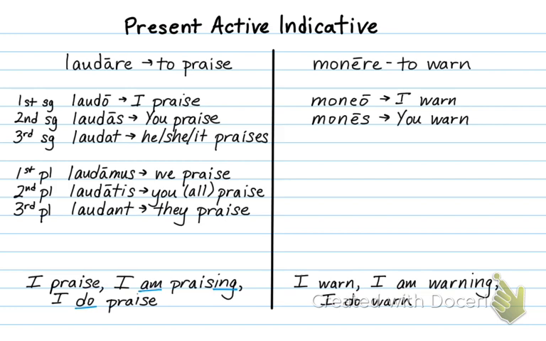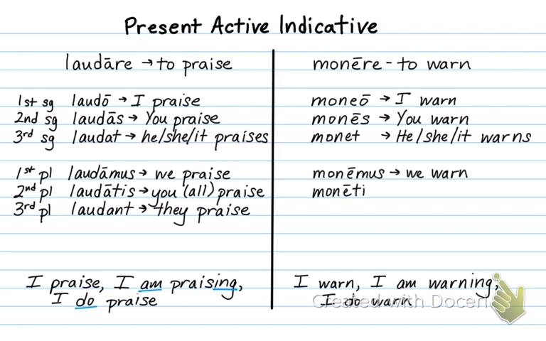The second person singular, mones, you warn. Third person singular, monet, he, she, it warns, or the cat warns. Again, the long vowel followed by a t makes the vowel short: monet, not monet with a long e. First person plural, monemus, we warn. Second person plural, monetis, you all warn. Third person plural, monent, they warn.